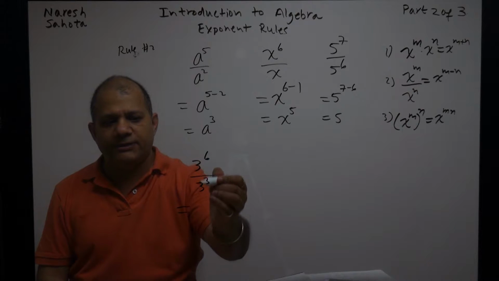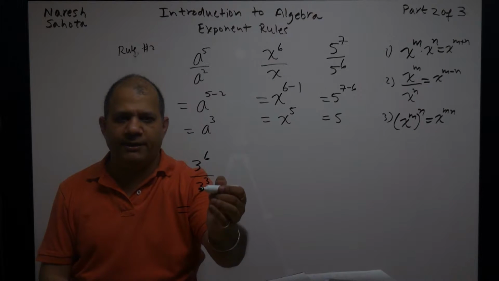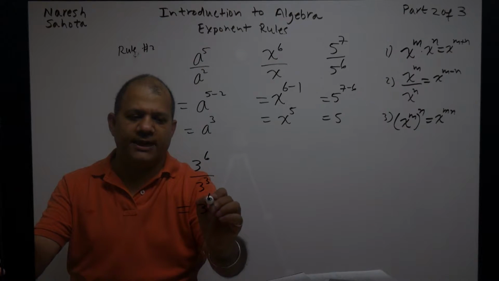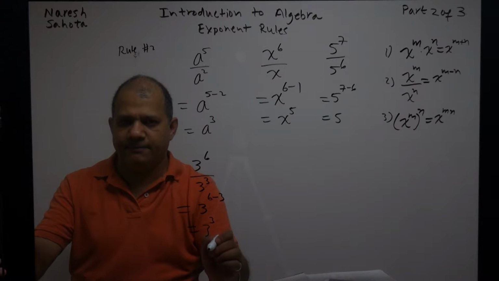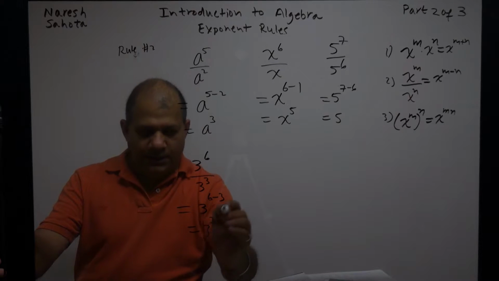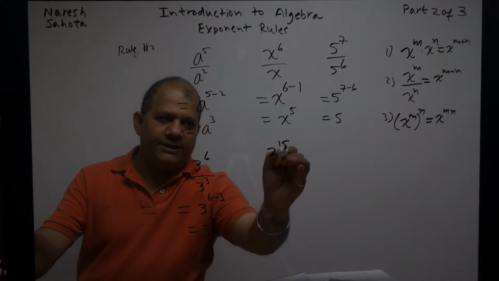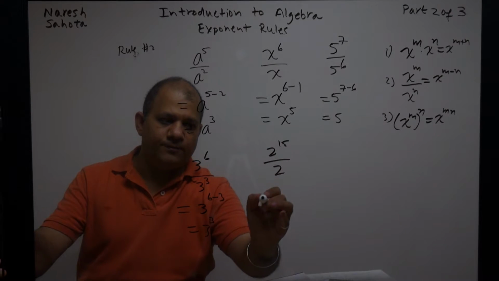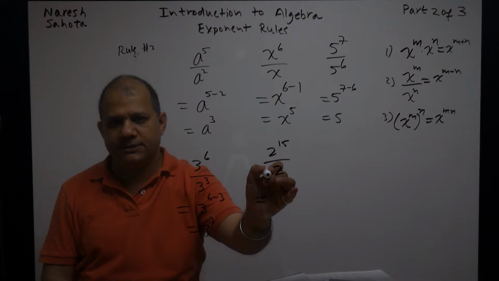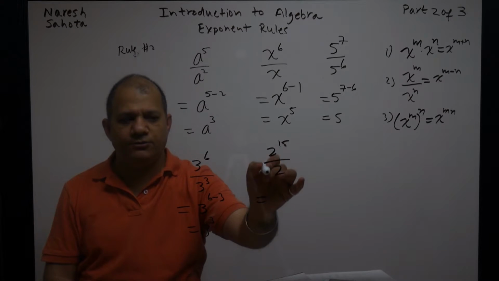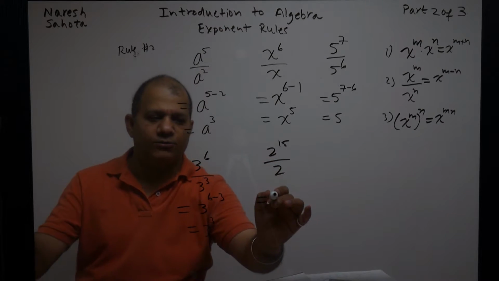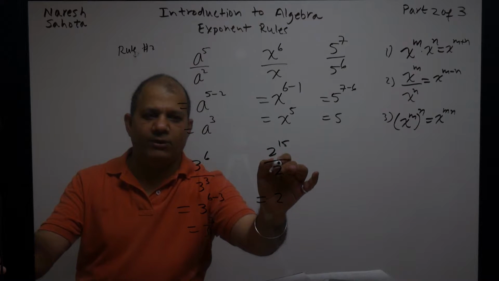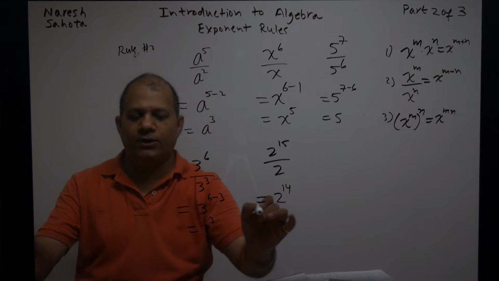So recognize we have the same base in the numerator and the denominator, so subtract the exponents. So 6 take away 3 is 3, and we're done. Now 2 to the 15 divided by 2. So we have the same bases, we're dividing, this 2 has an exponent of 1, so subtract the exponents. 15 take away 1 is 14, and we're done.